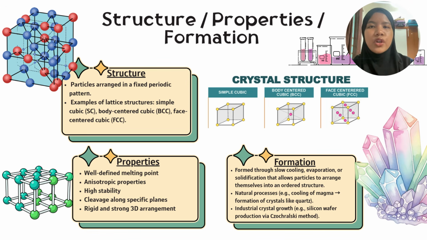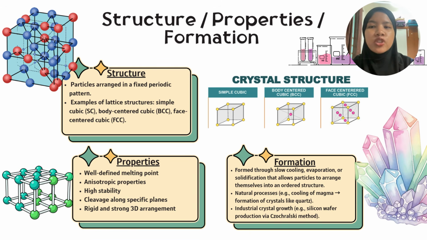Next, I am going to talk about the structure, properties, and formation of crystalline solid. First is structure. Particles in crystalline solid are arranged in a fixed and repeating pattern, for example, simple cubic, face-centered cubic, or even body-centered cubic. Secondly, the properties of crystalline structure. They have a well-defined melting point and have high stability.